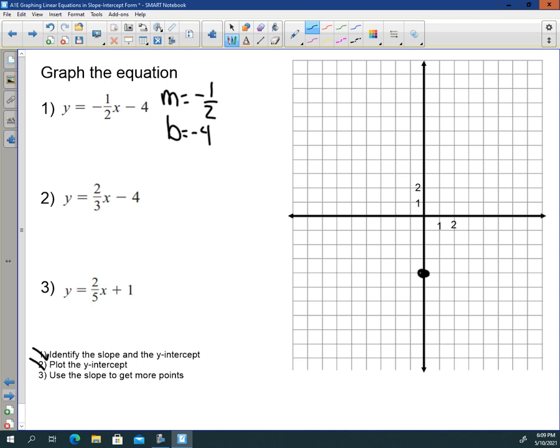And then we're going to use the slope to get more points. So this says -1/2. So we're going to go down 1 because down is the negative direction, and then to the right 2. So down 1 and to the right 2. So down 1 and to the right 1, 2 to get that point right there. We can do it again, down 1 and to the right 2, and that's our slope. Down 1 and to the right 2.